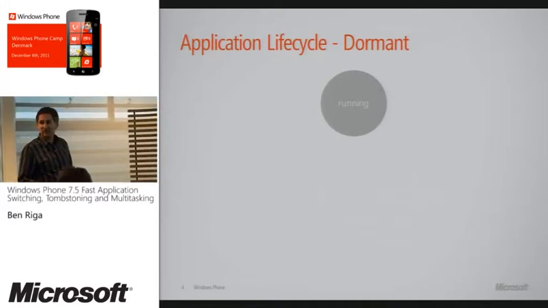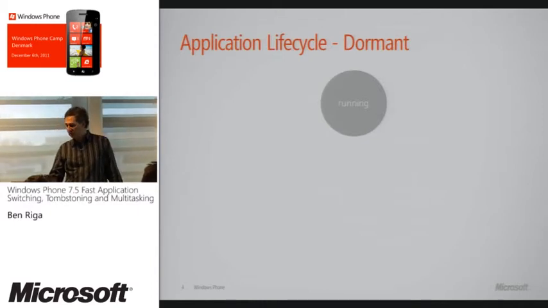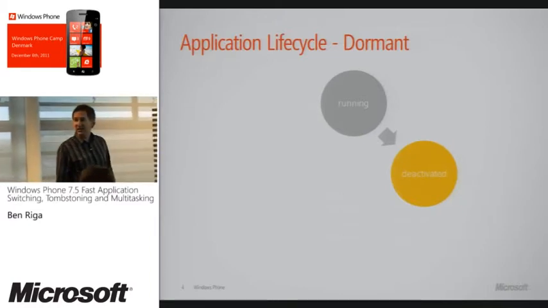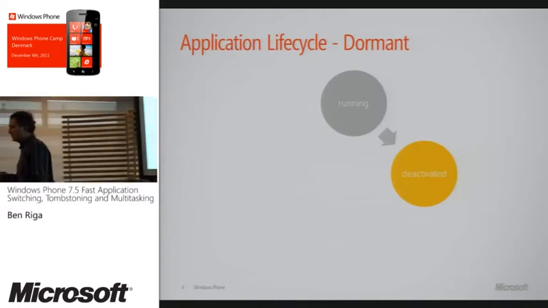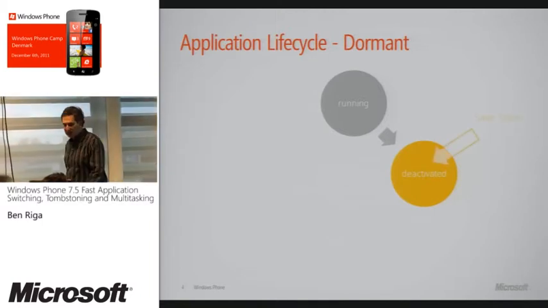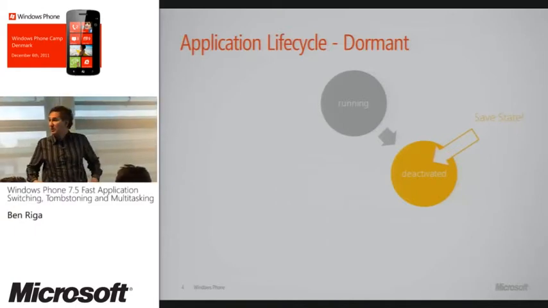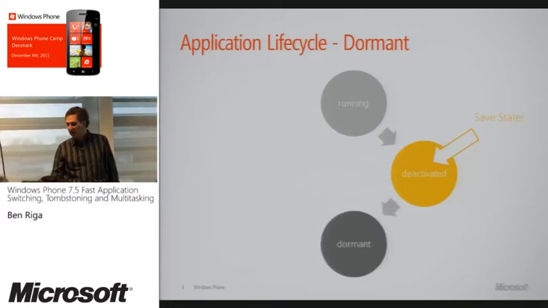We always start from a running state. As you can imagine, your application is running, and then the end user does that crazy thing of hitting the start button. As soon as they do that, you immediately get a deactivated event. That means you need to do something, because you have just a couple of seconds to save your state before you're basically turned off. So you get a chance with the deactivated event to save your state. And then at that point, you become dormant.